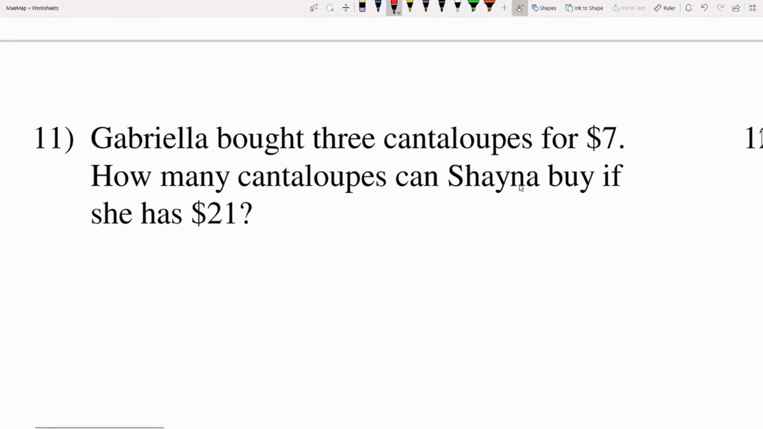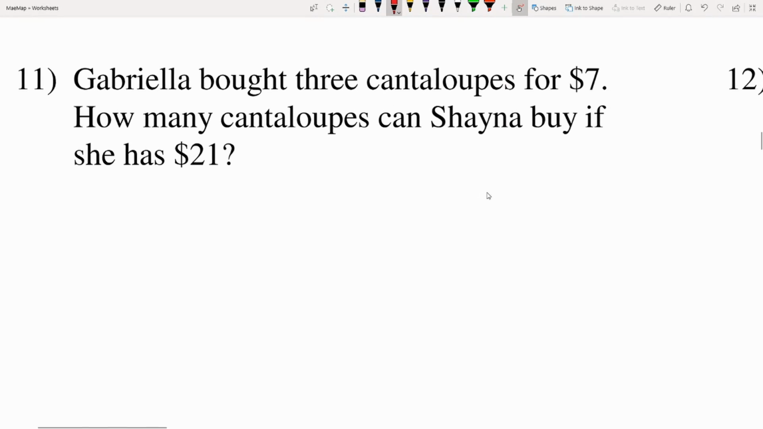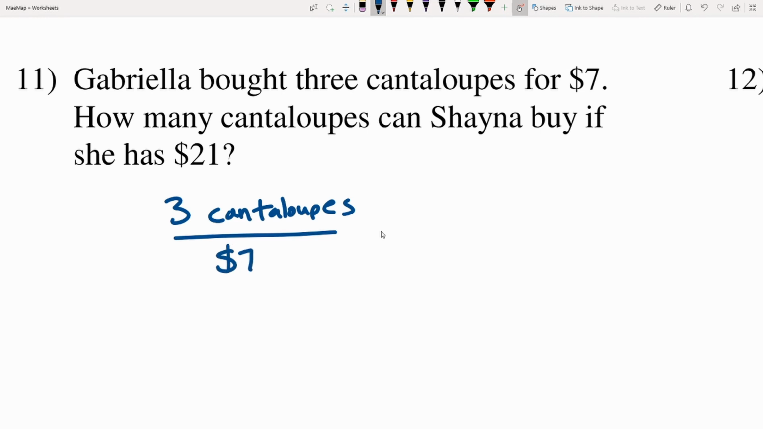Now on to the second page. Gabriella bought 3 cantaloupes for $7. So 3 cantaloupes for a rate of $7. How many cantaloupes can Shayna buy if she has $21?